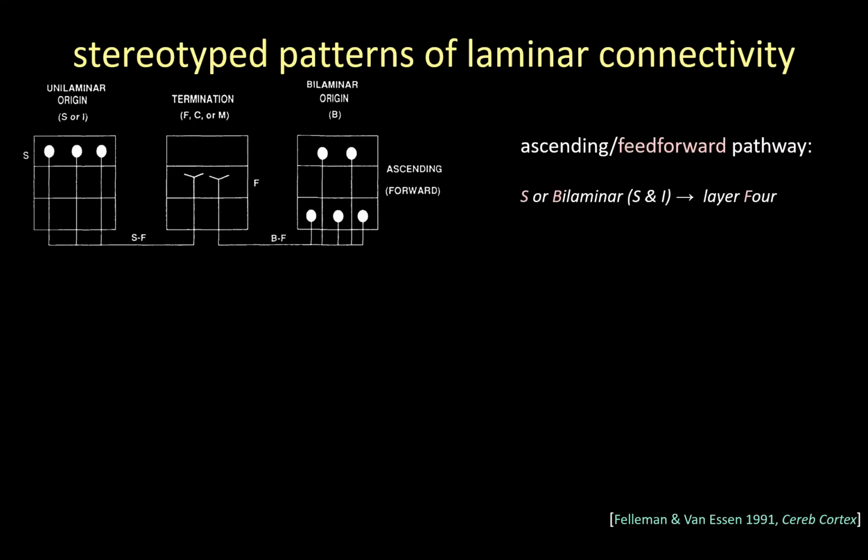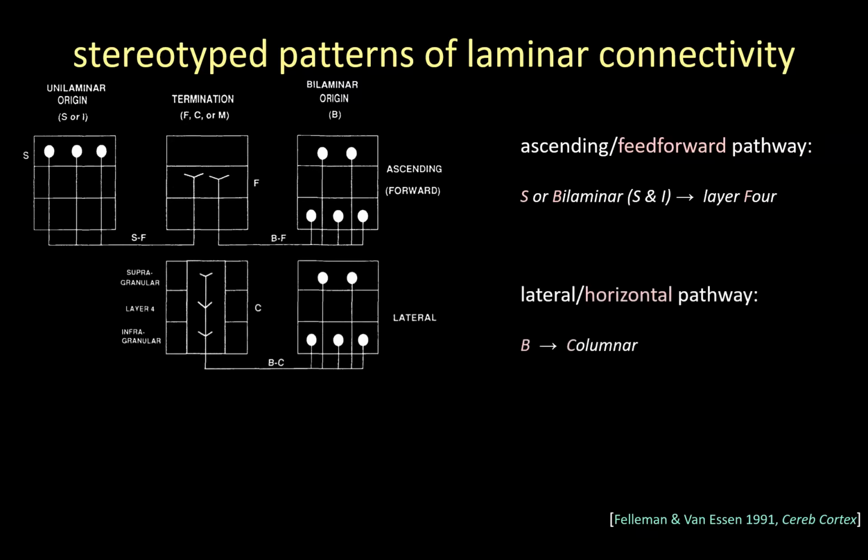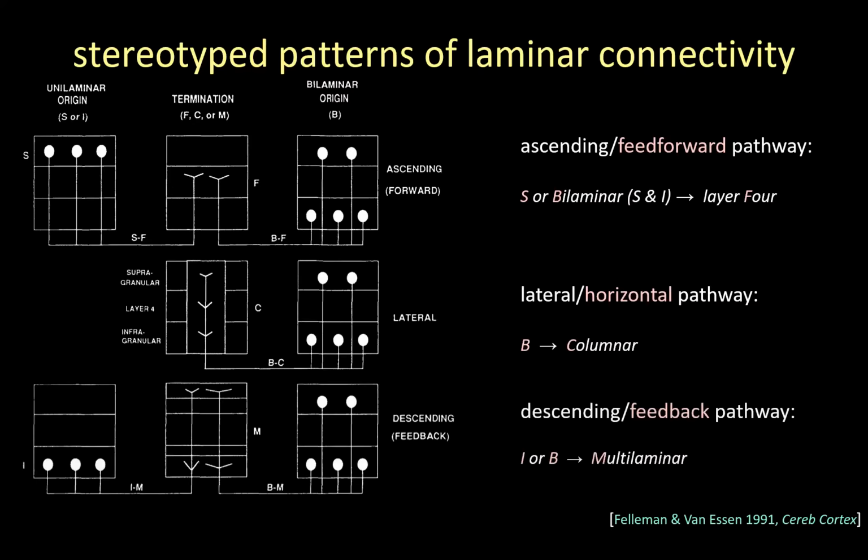They defined a so-called ascending or feed-forward pathway in which either the superficial layers or a bilaminar origin projected into layer 4. They defined a lateral or horizontal pathway with a bilaminar input into a columnar projection, as well as a descending or feedback pathway in which you tend to see an origin that's either infragranular or bilaminar projecting in a multilaminar way.